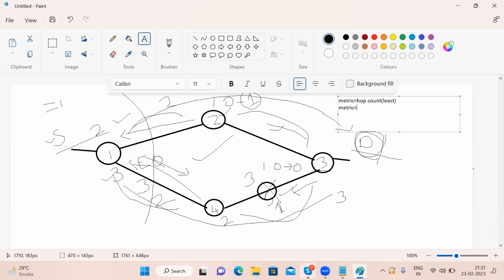What exactly is it known as? The name. I am not asking your name. Bandwidth, load, delay, reliability, and MTU. If you make all the bundle of it, what is it known as?